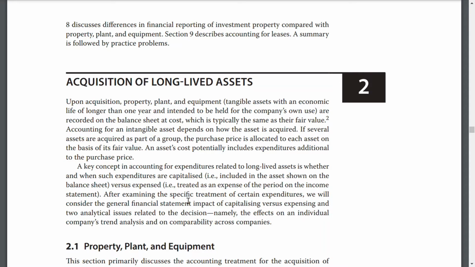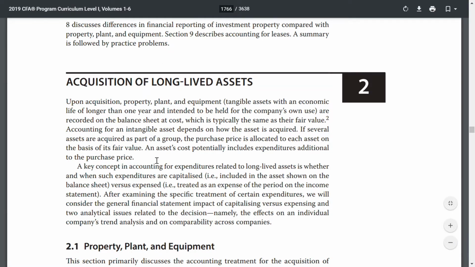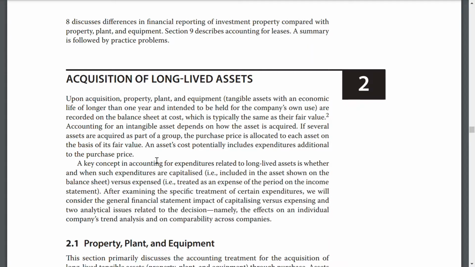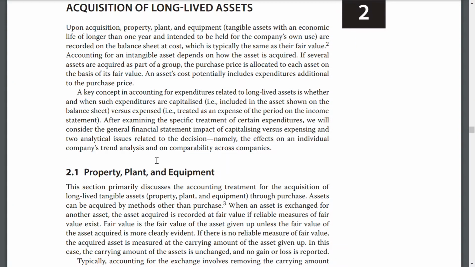Acquisition of long-lived assets. Upon acquisition, property, plant, and equipment are recorded on the balance sheet at cost, which is typically the same as the fair value. Accounting for intangible assets depends on how the asset is acquired. If several assets are acquired as part of a group, the purchase price is allocated to each asset on the basis of its fair value. An asset's cost potentially includes expenditures additional to the purchase price.